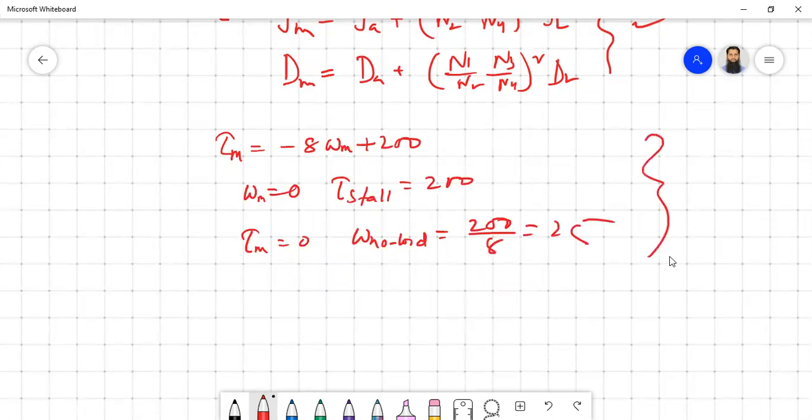So the rest of the problem is the same. So I think you can do it by yourself. We don't want to spend too much time just to increase the size of the class.